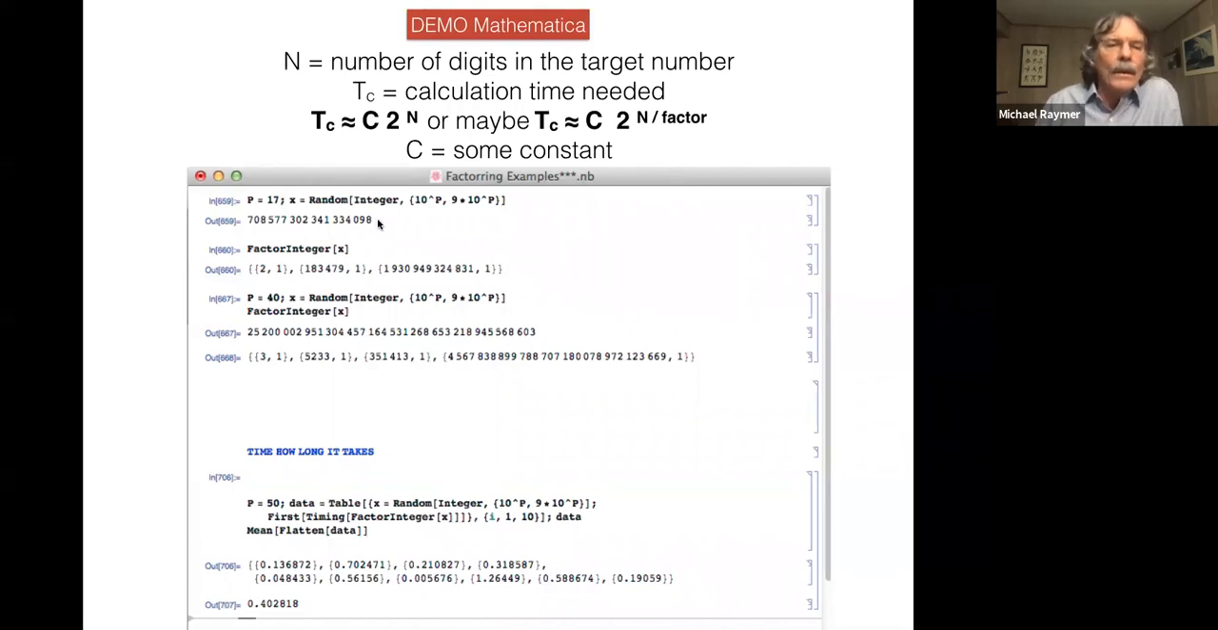Cool. Well, if this number had been prime, just by chance, you can sometimes get a prime number when you do random, it would have said, well, it's just itself and one. There's no other prime factors.